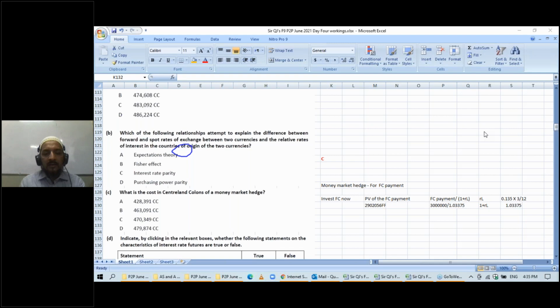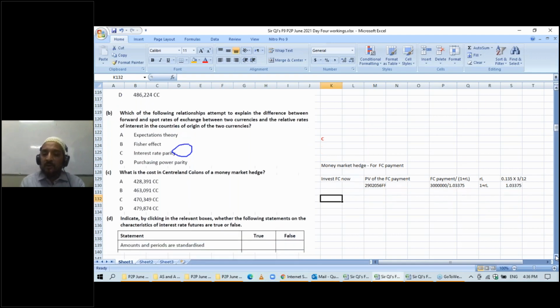So the correct answer in part B was interest rate parity, because the interest rate parity formula converts spot rate into forward rate. So it's a relationship between forward rate and the spot rate. Purchasing power parity theorem is a relationship between the current spot rate and the future spot rate, not forward rate. It is based on inflation. It is due to inflation that the spot rates change. And it's due to interest rate that the forward rate is different from the spot rate.